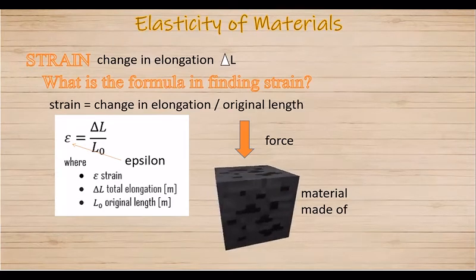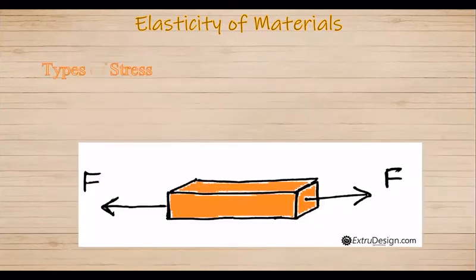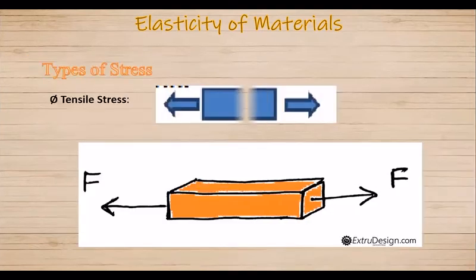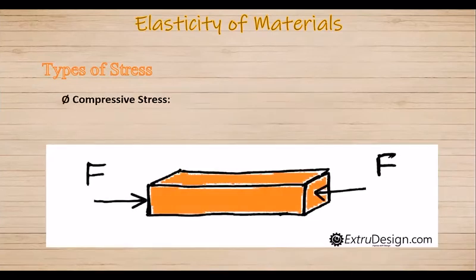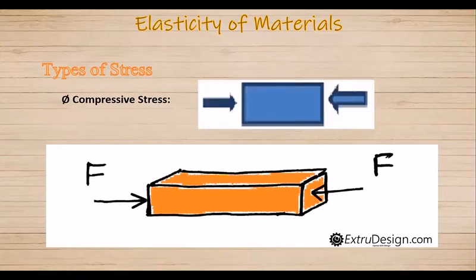There are actually different types of stress. First is the tensile stress. It happens when the force is applied, resulting in increase of length or area of a body. So objects under tensile stress become thinner and longer. Second is the opposite of tensile stress, which is called compressive stress. In here, the force applied per unit area results in the decrease of length or area of a body. The object under compressive stress becomes thicker and shorter.